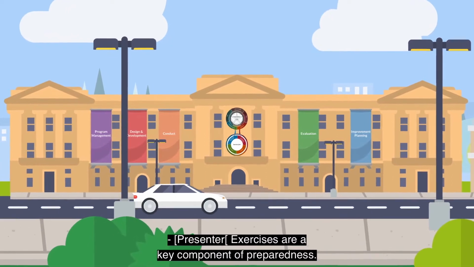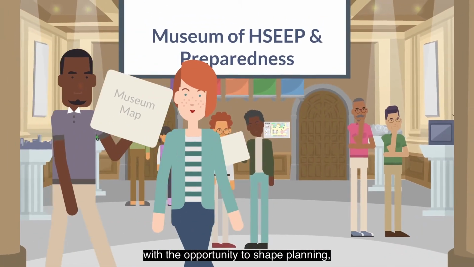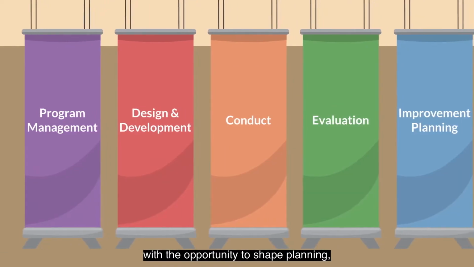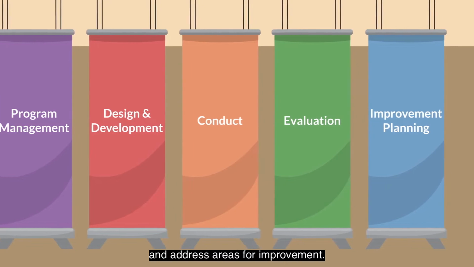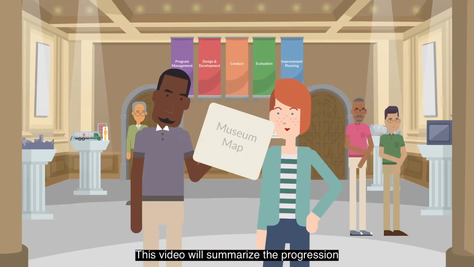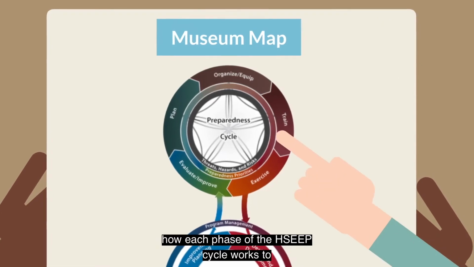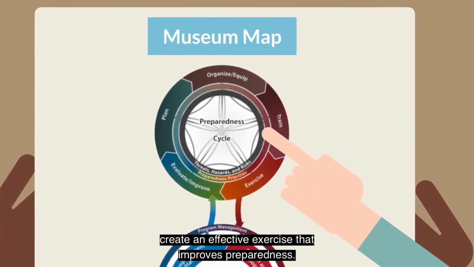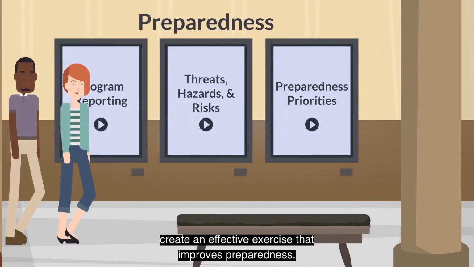Exercises are a key component of preparedness. They provide the whole community with the opportunity to shape planning, assess and validate capabilities, and address areas for improvement. This video will summarize the progression of an exercise and discuss how each phase of the HSEEP cycle works to create an effective exercise that improves preparedness.